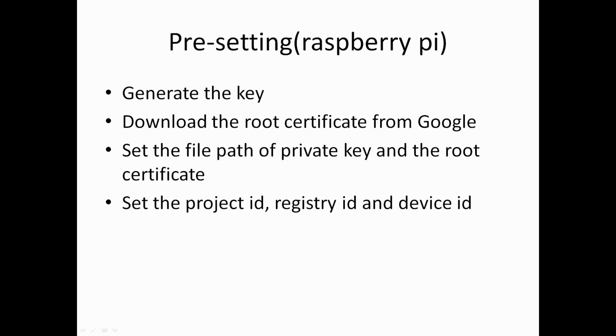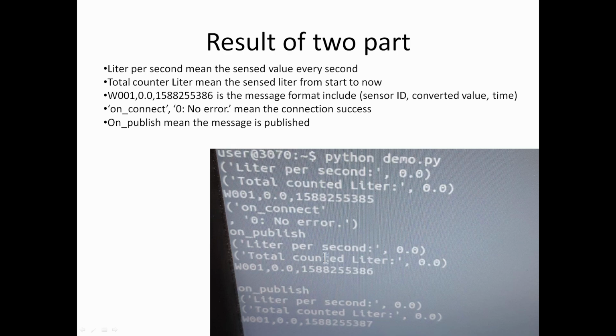On the Raspberry Pi part, it is needed to generate the public key and the private key. Also download the root certificate from Google. After that, it needs to set the path of the private key and the root certificate in the program. Also, the project ID, register ID, and device ID are needed. After finishing the above presetting, it should succeed in connecting to the server and sending the message.